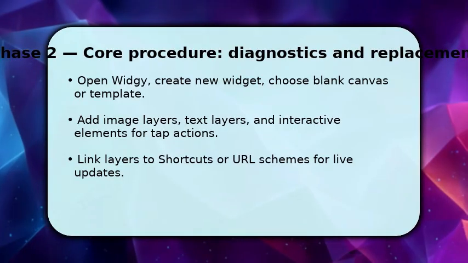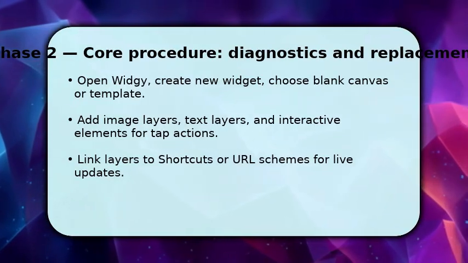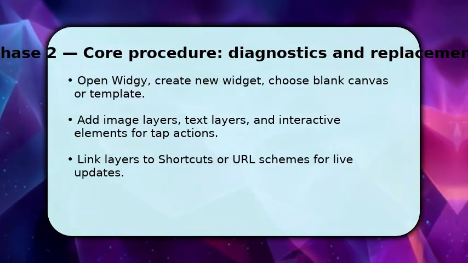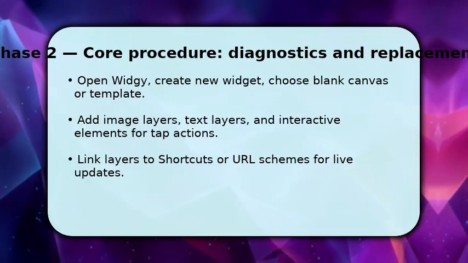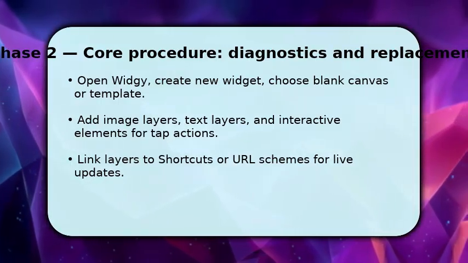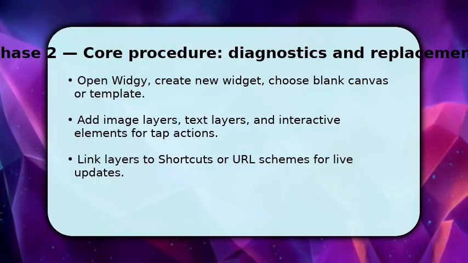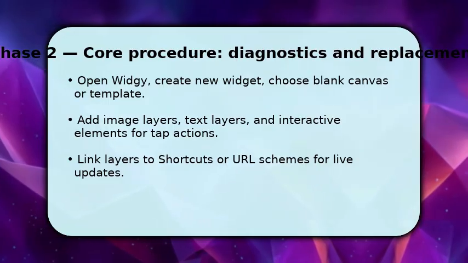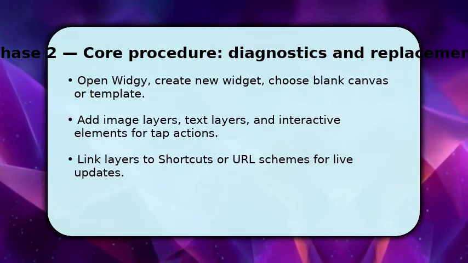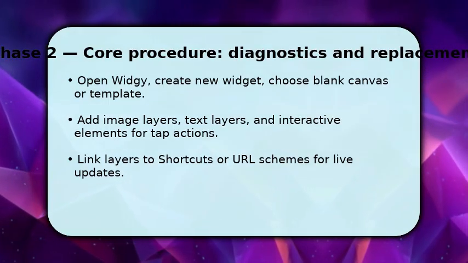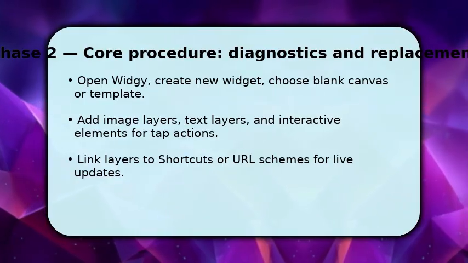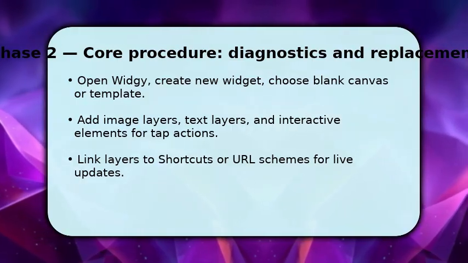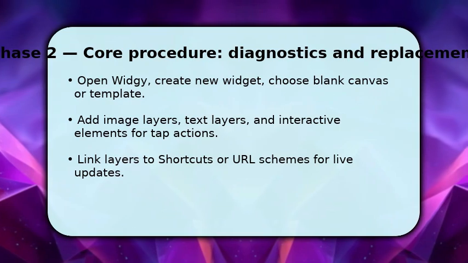You now build the widget inside Widgy. Open the app, create a new widget, and pick a blank canvas or the dynamic island template. Add image layers for the pill shape, then text layers for time or status. Position them precisely. Once placed, attach interactive behaviors by linking layers to shortcuts or URL schemes so taps trigger actions. Make sure to use fixed sizes and anchor points. This prevents jitter when the island animates and lets you preview behavior before exporting.